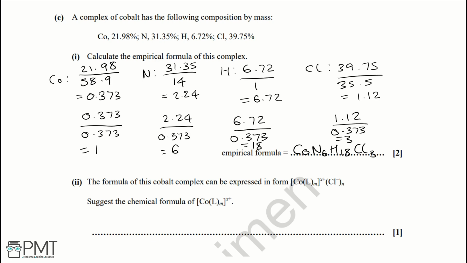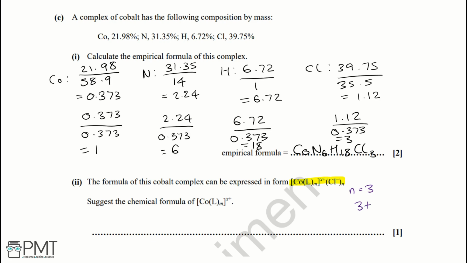Part 2. The formula of this cobalt complex can be expressed in the form [CoLm]x+ Cl minus n. Suggest the chemical formula of [CoLm]x+. So in the empirical formula we have 3 chlorines. So in the form we're going to have chlorine and n will equal 3. That means the value of x has to be 3 plus in order for it to be a balanced complex.